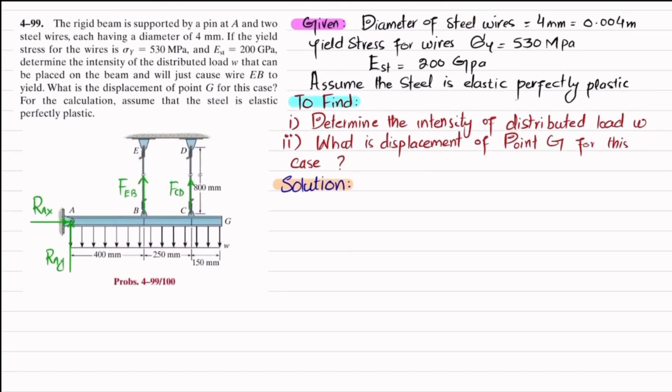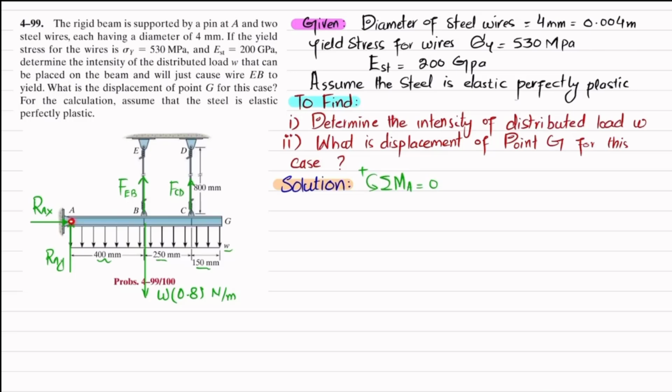Again, you can see there is a distributed load. This distributed load, when converted into a point load, will be equal to W, the magnitude, into the length over which it acts. So 400 plus 250 plus 150 is 800 millimeter. So 800 millimeter is 0.8 meter, and the unit will be in Newton per meter. So we will apply the equation of equilibrium, that sum of all moments about point A is equal to 0, taking the counterclockwise moment as positive.